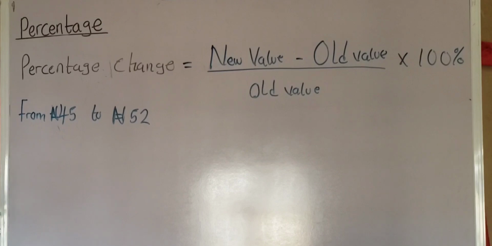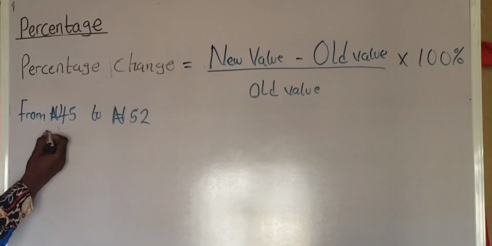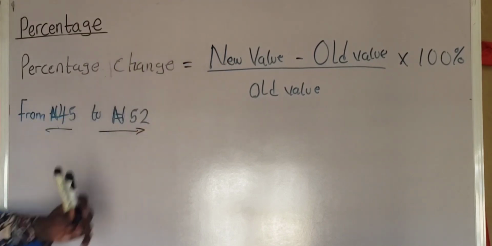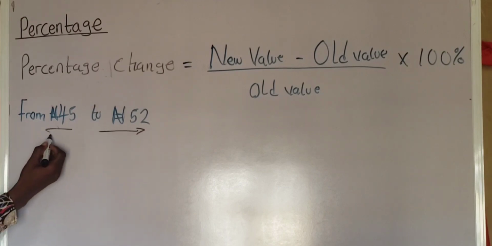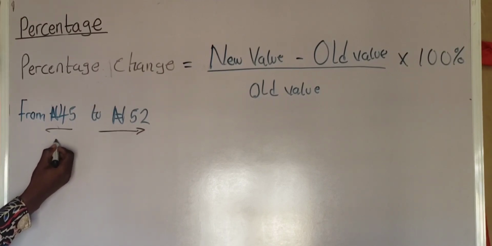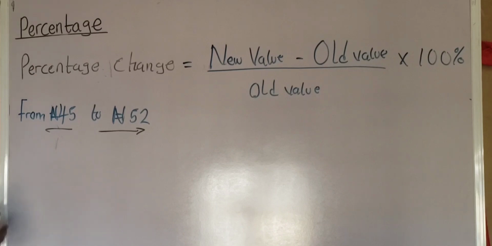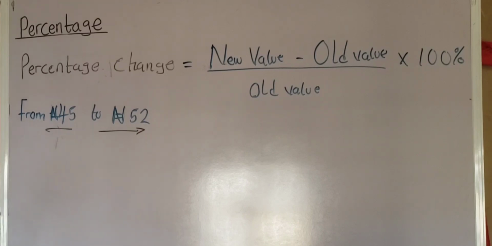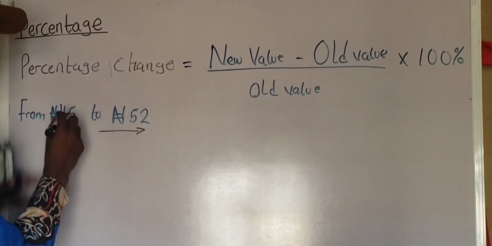Please, I want you to pay attention here, okay? We are given that the price of a biscuit increased from this naira to this naira, and we are told to calculate the percentage change. According to this formula, percentage change is equal to new value minus old value over old value. The initial price of the biscuit is 45 naira. Then it increased to 52 naira. So the new price is 52 naira.